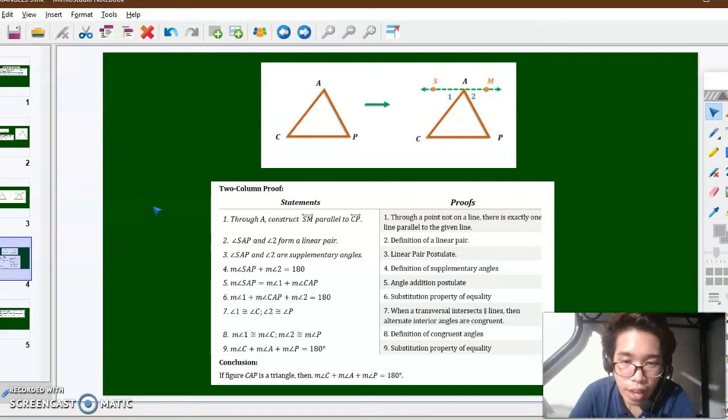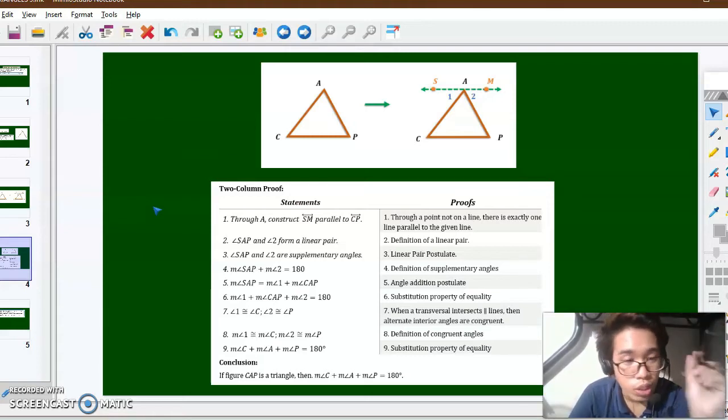So for number 6, we have the measurement of angle 1 plus the measurement of angle CAP plus the measurement of angle 2 is equal to 180 degrees from the substitution property of equality. Now, are we going to finish here? Okay, so we're still not going to finish here because what we want to prove is the measurement of angle C, angle A, and angle P are equal to 180 degrees. So how do we do that?